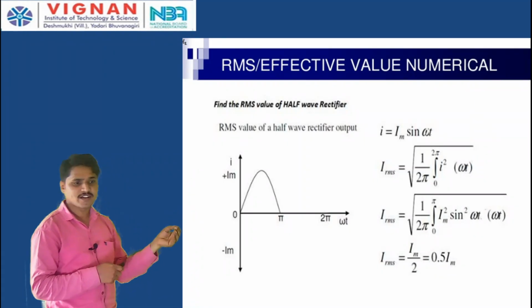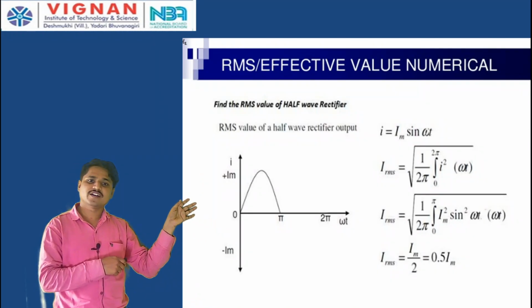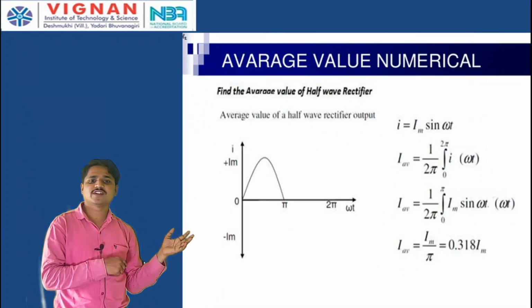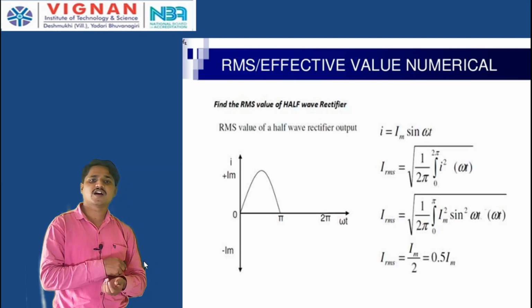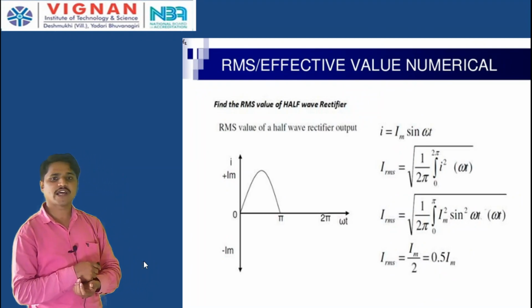Now, see, whenever you allow this RMS current, the same amount of heat is generated as with the current at 31.8% of the maximum value. That is the relation between the RMS value and average value. That is how to calculate the RMS value and average value for the given circuit.